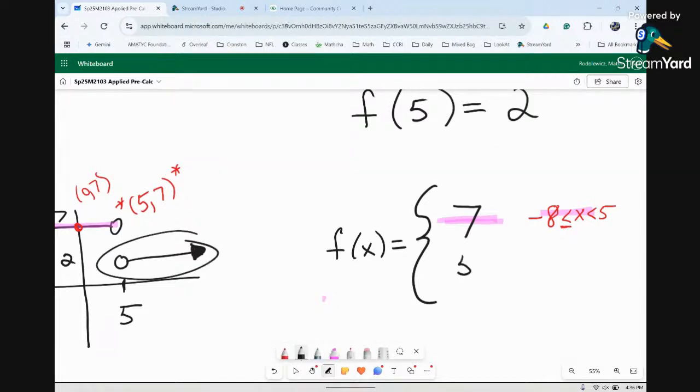We have a second piece. It always outputs 5. We can label this ordered pair 5, 2. We can label this one and emphasize that it's a hole. It's not 5, it's 2. 5, 2. No, the y is 2.